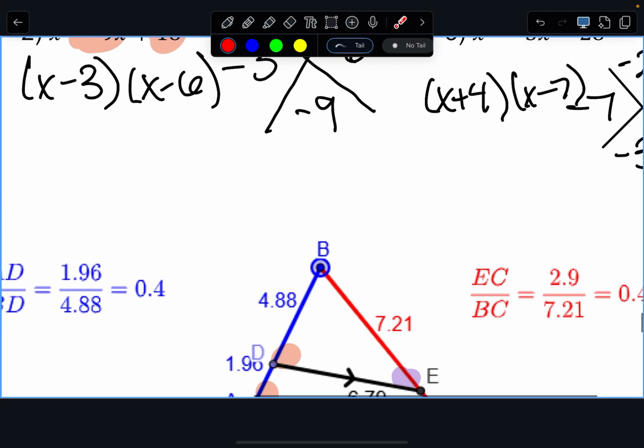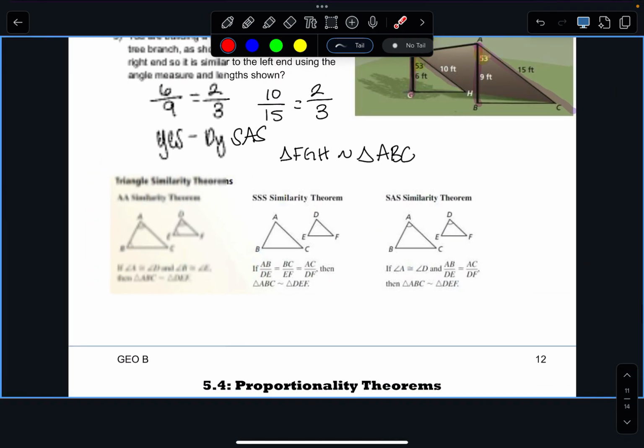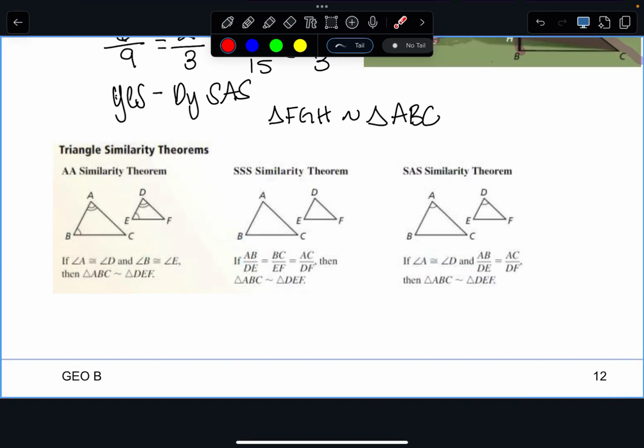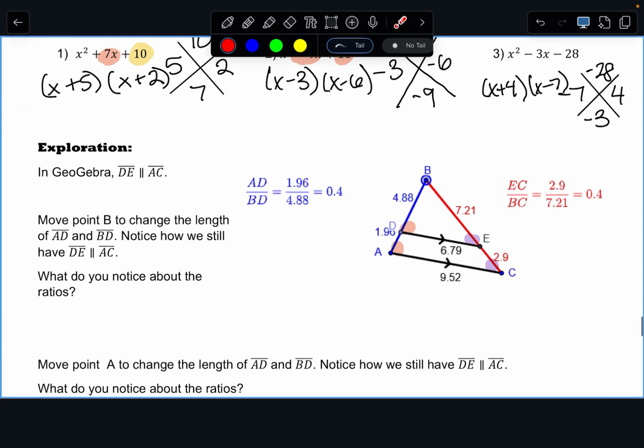Let's think about our similarity theorems. We have AA, SSS, or SAS. Do I have any of those three right here? What are these highlighted parts? Angles. So I have two angles. So my triangles are similar by angle. I'm not going to name my triangles. I could, but we don't need to for this purpose. But just know that my triangles are similar.